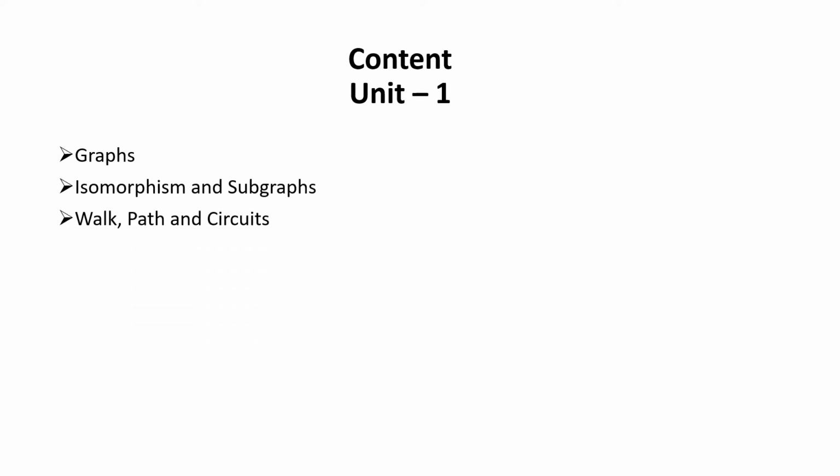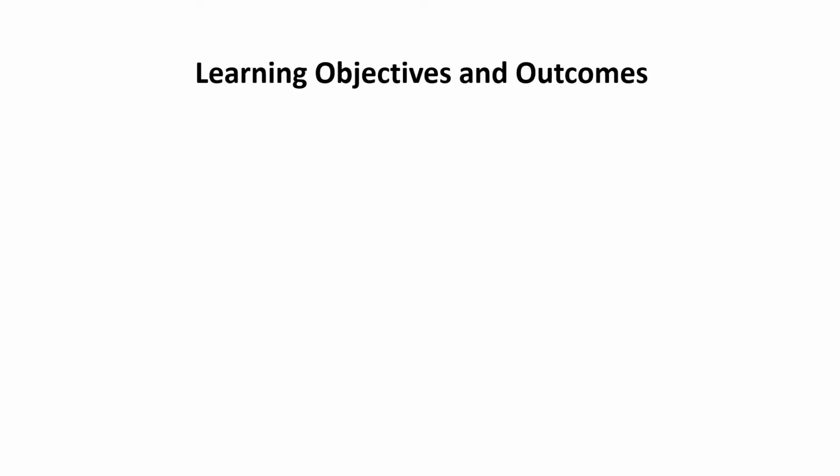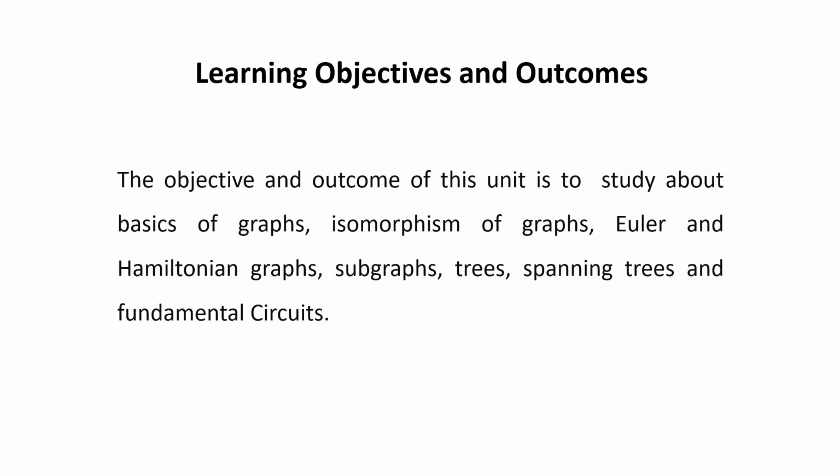This unit contains graphs, isomorphism and subgraphs, walk, path and circuits, Euler and Hamiltonian graphs, trees, distance and center in a tree, binary and spanning trees, fundamental circuits. Learning objectives and outcomes: the objective and outcome of this unit is to study about basics of graphs, isomorphism of graphs, Euler and Hamiltonian graphs, subgraphs, trees, spanning trees and fundamental circuits.